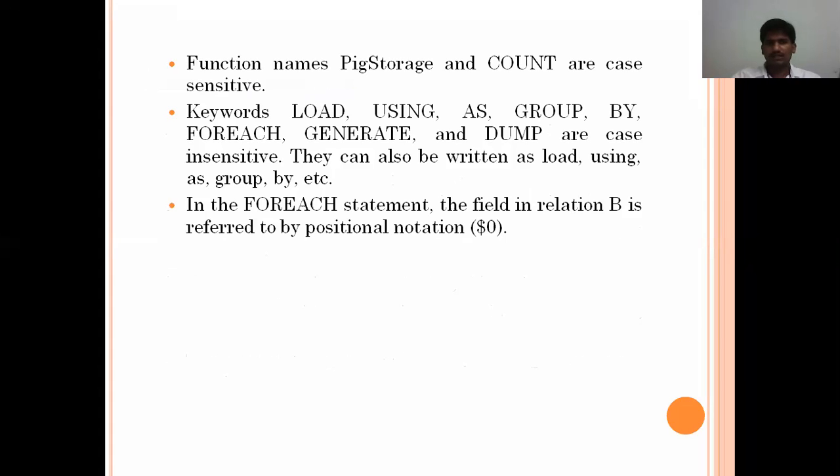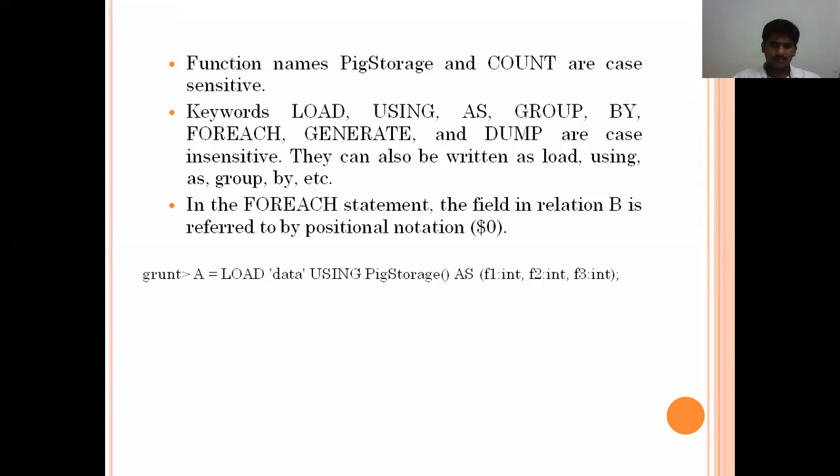Similarly here, for each, generate, dump are case insensitive. You can write them in any manner. They can be written as load, using, group, as, in small letters also. We can use keywords like that. In the for each statement, if C is a field, relationship B is referred to by using positional notation $0. So that is how we mention a relationship.